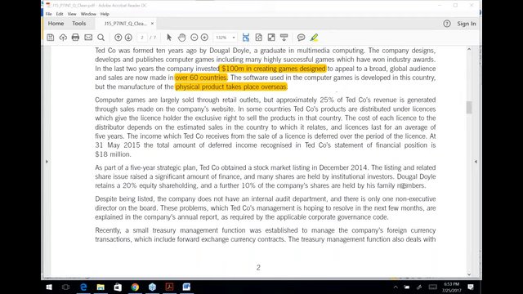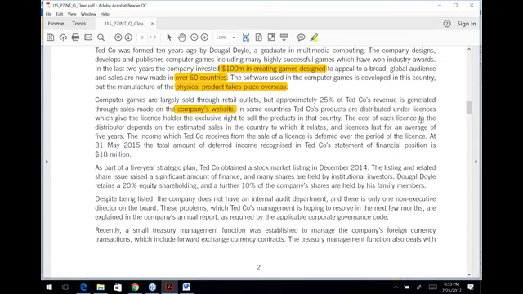Okay, we talked about it. Then the next step is basically, it says the computer games are largely sold through retail outlets, but approximately 20% of the tech company's revenue is generated through the sales made on the company's website. Now remember one thing, 20% of the tech company's revenue is generated through sales made on the company's website.